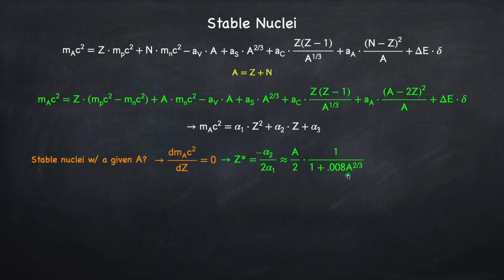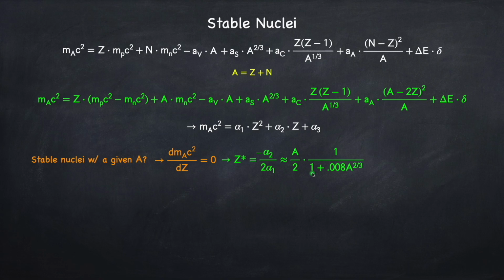Now, there's a couple things we have to point out here. Z is the number of protons, so it has to be an integer value. You cannot have 1.5 protons or something like that. So the actual Z value that will correspond to a stable nucleus will be the closest integer value of Z to this number Z star. Next thing I want to point out, if A is small, this number here is going to be small. And so Z star will basically be A over 2, slightly less.